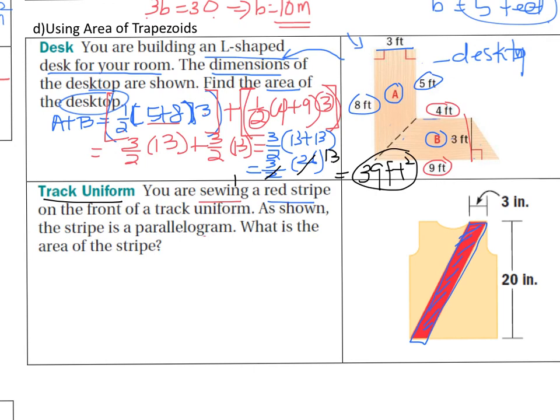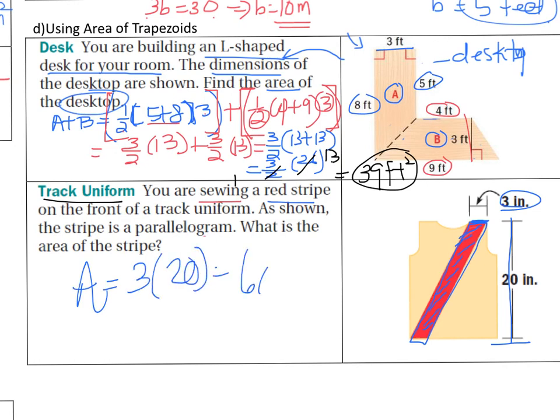So you're given the base, the length of the base, which is 3 inches, and you're given the height of the parallelogram. So this is very simple. 3 times 20, 60 inches square. And that concludes our lesson.